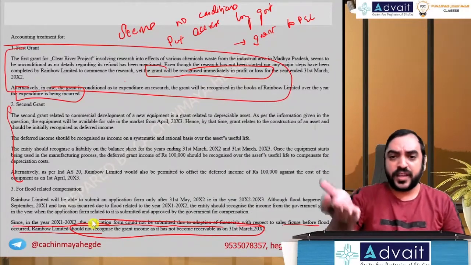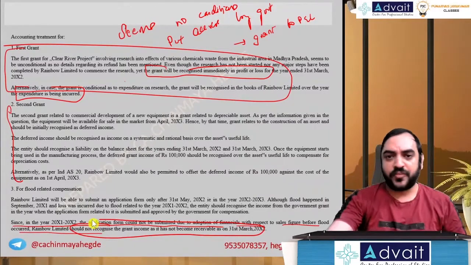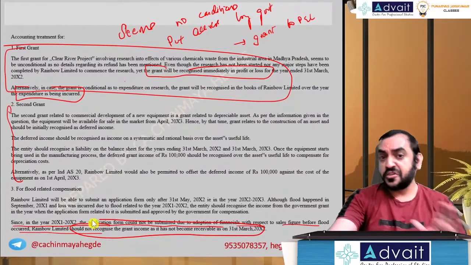Next year, you apply for the government approval. Next year, you take it to P&L account. It's fair. Next year, you can take it, but not in the year 2001.